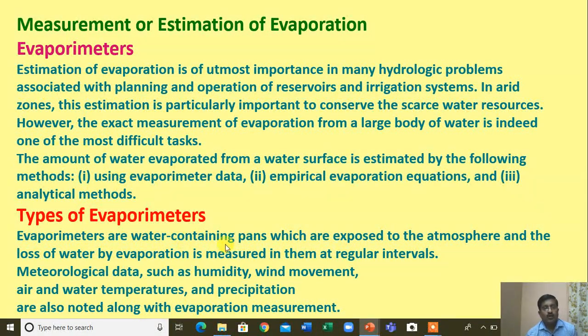Evaporimeters are water containing pans which are exposed to the atmosphere, and the loss of water by evaporation is measured in them at regular intervals. Meteorological data such as humidity, wind movement, air and water temperatures and precipitations are also noted along with evaporation measurements.